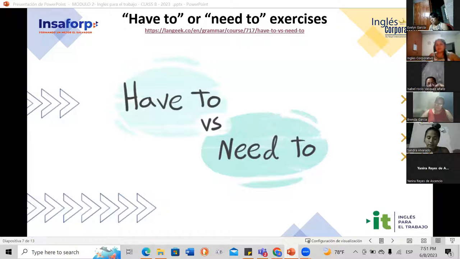Remember, the have to is an obligation, okay? ¿Qué es una obligación que usted tiene que hacer? Obligation, it could be, I have to work. I have to clean my clothes. I have to clean my bedroom. I have to take a shower. Okay, that is an obligation. What else?